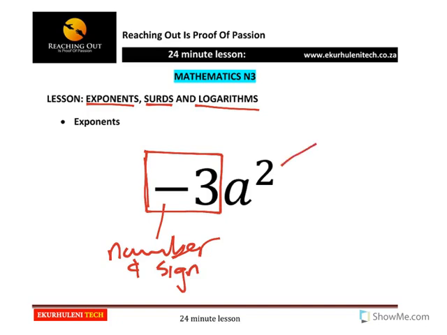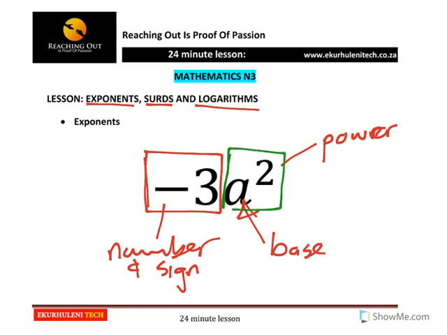And then you look at that 2, we say that 2 is a power. And then we look at a, that a is a base. So it's a to the exponent of 2, a means the base. And when you look at this whole part together, we call that the exponent. That's what we mean by the exponent.